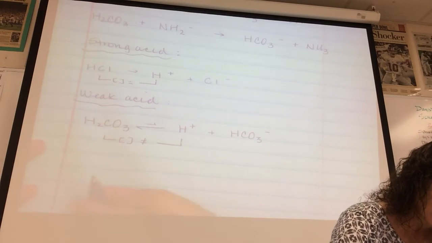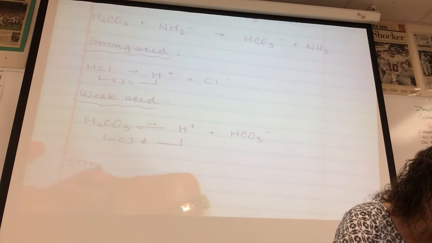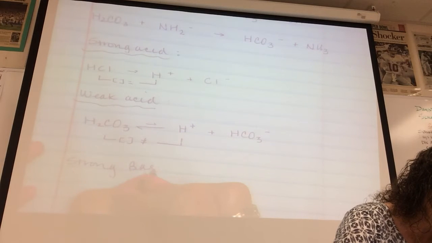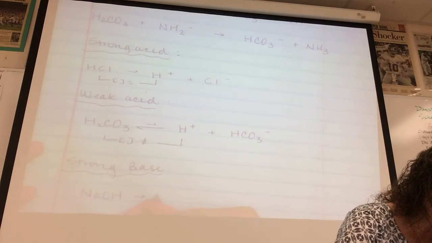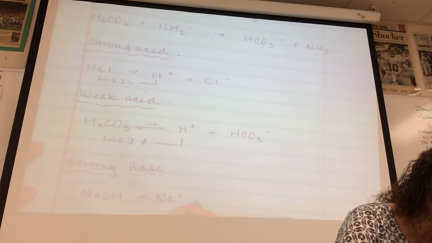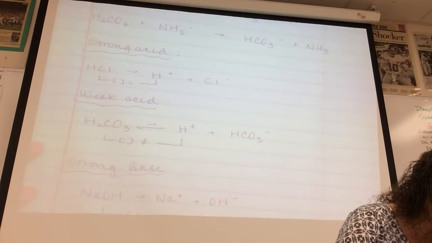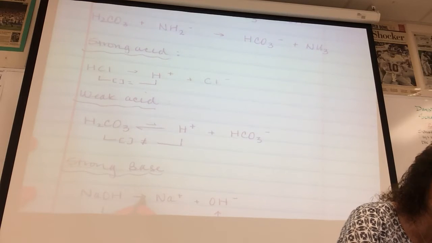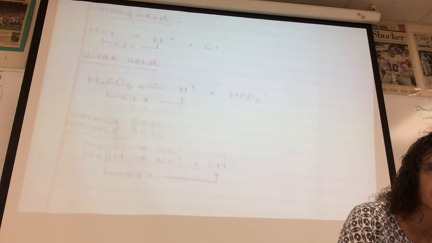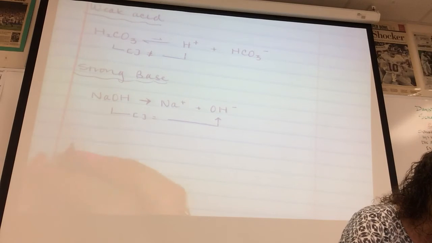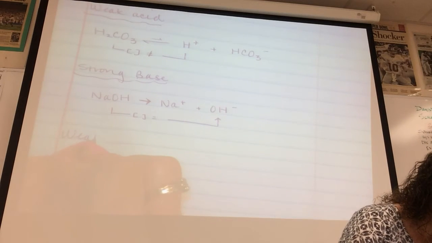Same thing here. If you have a strong base, all your group 1 bases are strong. For example, sodium hydroxide ionizes completely. So these two concentrations are equal, complete ionization, the forward arrow only. Whereas a weak base is an equilibrium reaction.